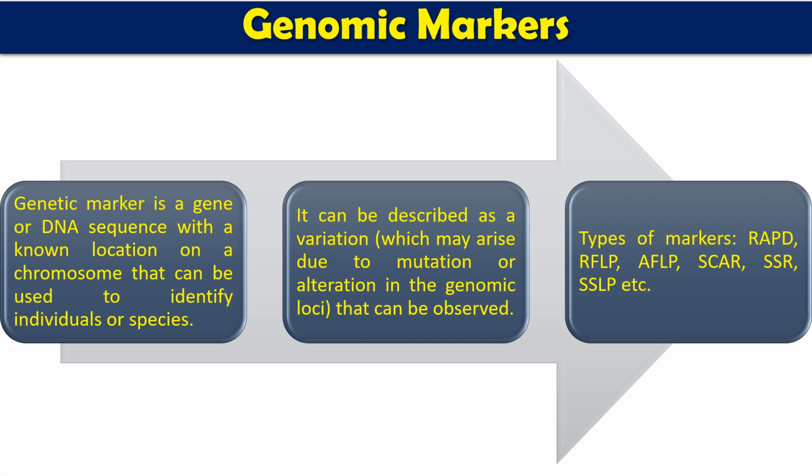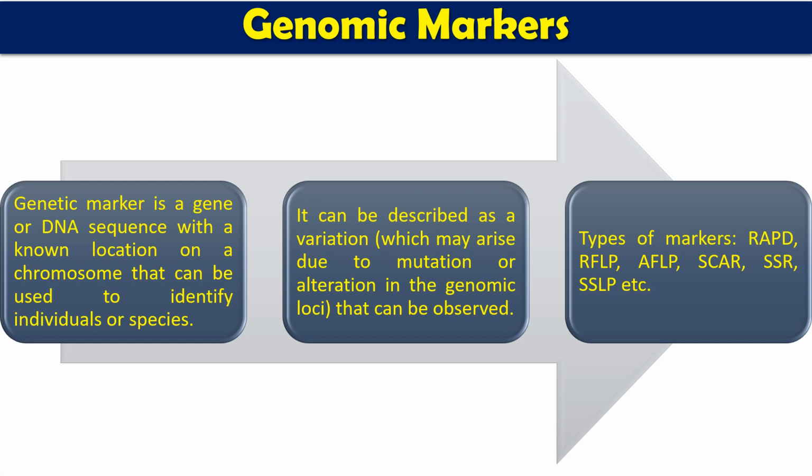A genetic marker is a gene or DNA sequence which is normally present on our chromosomes at a specific location, a specific place, and that helps us in the identification of any individual or any species. So we identify, we separate, we discover two different organisms, two different species, on the basis of the presence of that specific location on the chromosomes. So it is described as variations. Molecular markers normally provide variations. Different organisms will have different kinds of gene sequences on their chromosomes.